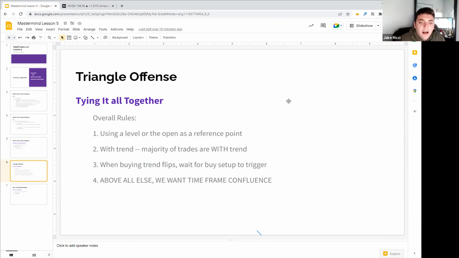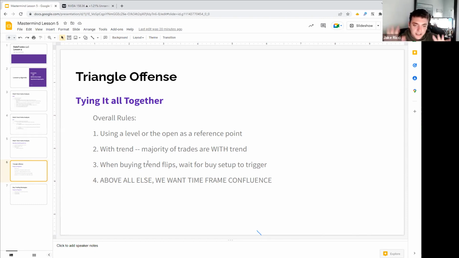When we are entering a trade, and I have buying trend here, right? When buying trend flips, you could also use the same example when shorting a trend break to the downside. We wait for a buy or sell setup to trigger, and then we use that for our entry. I shouldn't need to go too much more in depth on that. We all should be familiar with those.